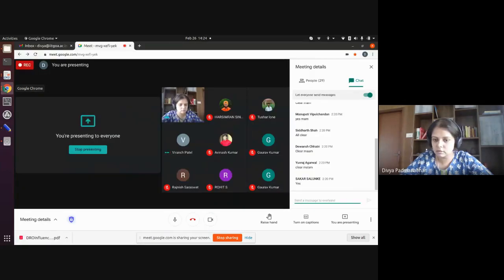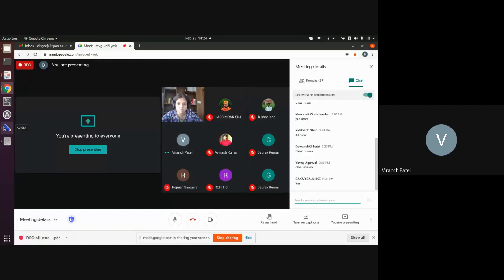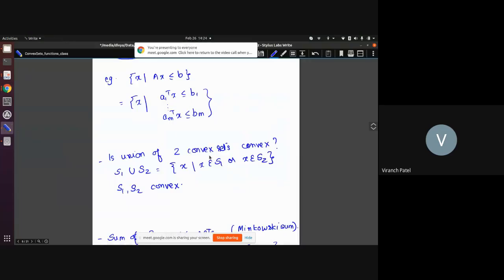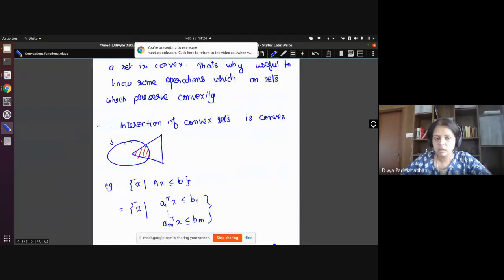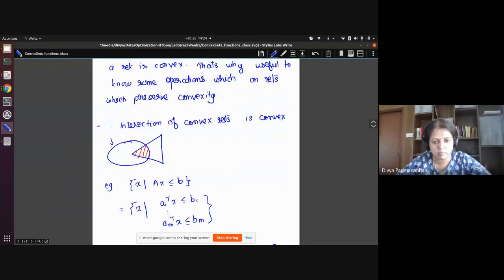Ma'am, I had one question. Yes, Viransh. How did you tell that the circle was a convex set? Intuitively speaking, any two points you take here, if you connect the line joining them, that's going to lie in this set. That's going to be true for any two points you take.